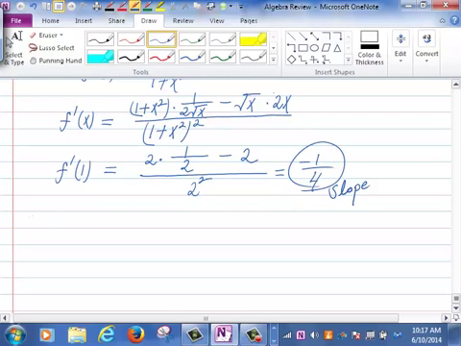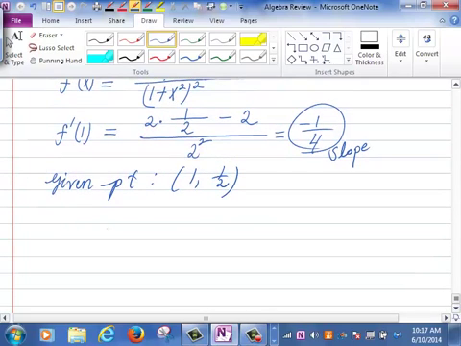What point? The given point is what? 1 comma half, right? So the tangent line goes through this point. It has slope negative 1/4. So I use the slope intercept formula. What is that? No, you have to use the point slope formula, which is y minus what? y minus half equals negative 1/4 x minus 1, right?